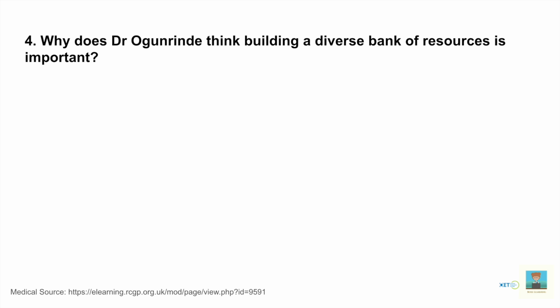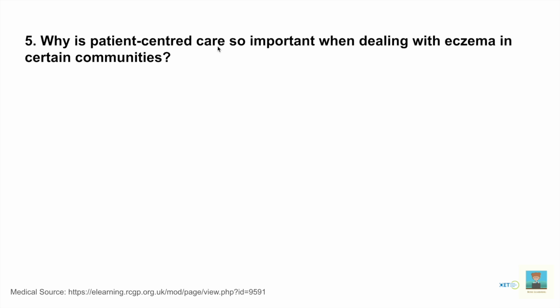Number 4, why does Dr. Ogunrendi think building a diverse bank of resources is important? So we have the keywords of resources, creating, building, etc. But again, what do they want you to find? They want you to find her opinion. What does she think? Or why does she think this? So it's opinion and a reason here.